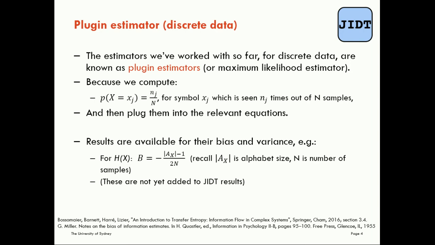There are known results for the bias and variance from plug-in estimators. For example, for entropy, we can see an equation here telling us what the expected bias would look like. These are not yet included in the JIDT results, although in future I'll put an option there that you can use to automatically remove the bias.